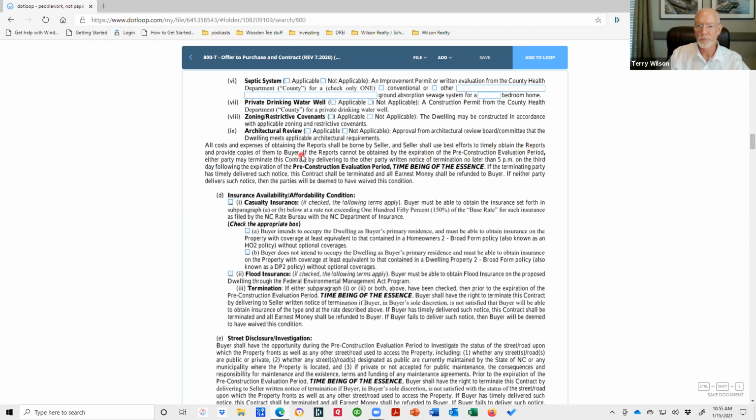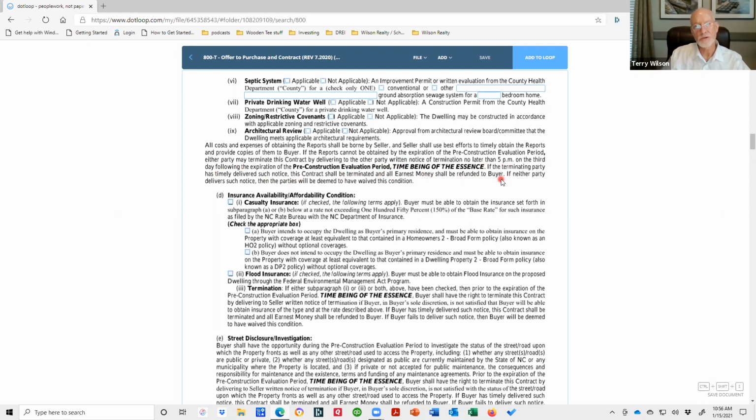If the reports cannot be obtained by the expiration of the pre-construction evaluation period, either party can terminate this contract by delivering to the other party written notice of termination no later than 5 p.m., time is of the essence, on the third day following the expiration of the pre-construction evaluation period. This is funky. If the terminating party has timely delivered such notice, this contract shall be terminated and all earnest money shall be refunded to the buyer.